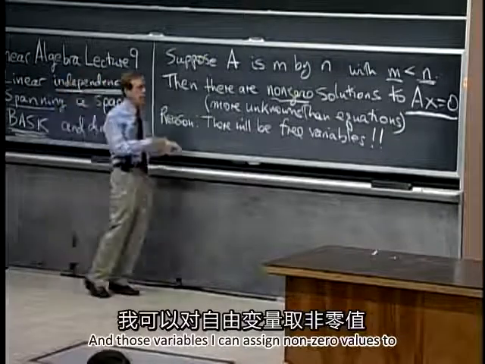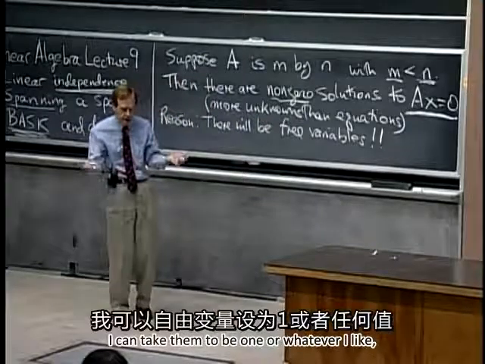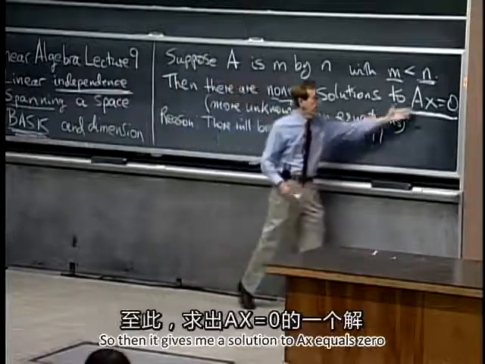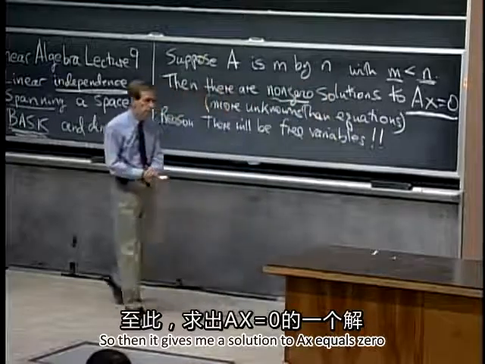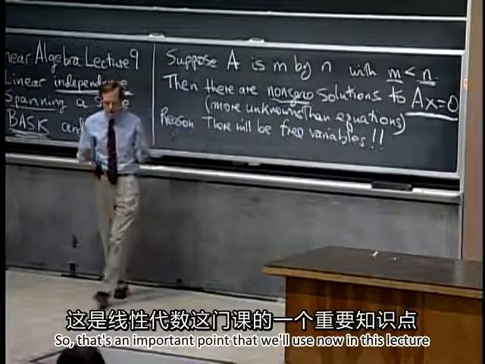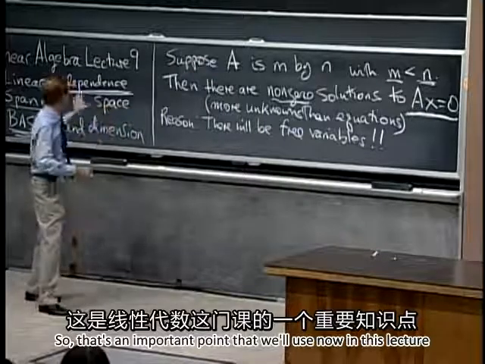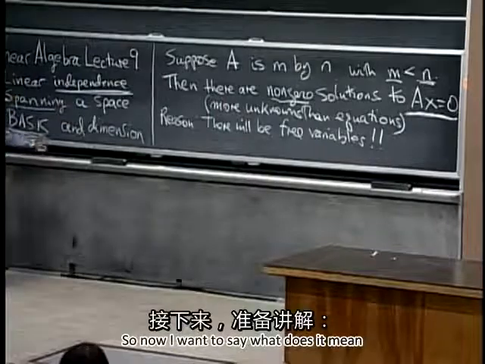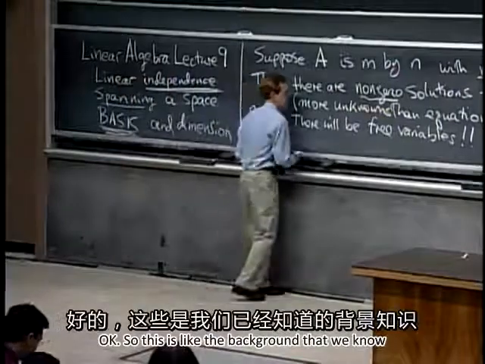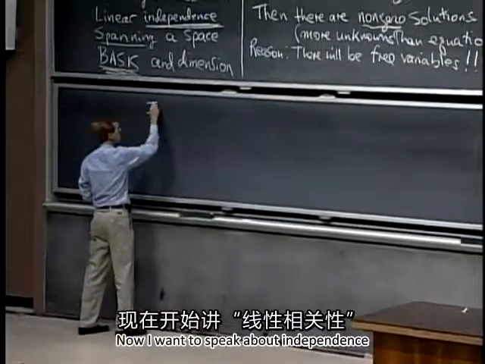And those variables I can assign non-zero values to. I don't have to set those to 0. I can take them to be 1 or whatever I like, and then I can solve for the pivot variables. So then it gives me a solution to AX equals 0, and it's a solution that isn't all zeros. So that's an important point that we'll use now in this lecture. So now I want to say, what does it mean for a bunch of vectors to be independent? Okay. So this is the background that we know. Now I want to speak about independence.